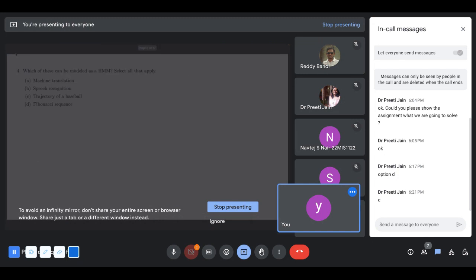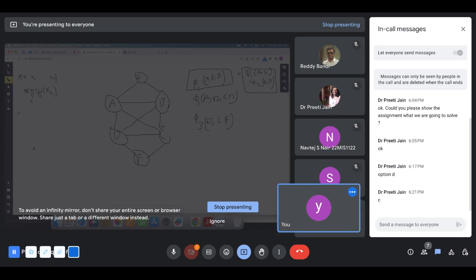Yeah, so HMMs are typically used in machine translation and speech recognition. I'll just give you an overview of what an HMM is. In an HMM you have, say, H0, which starts some process.